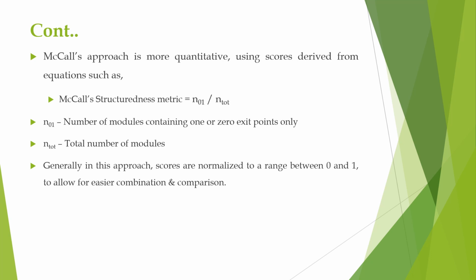Each and every module should have only one entry point and one exit point. Here, 0 exit points means that the last module is not going to have any exit point. The first module has one entry point and one exit point, but in the last module we don't have any exit point, as it is not connected with any further module. So it is the number of modules containing only one or zero exit points divided by the total number of modules in the whole software product.